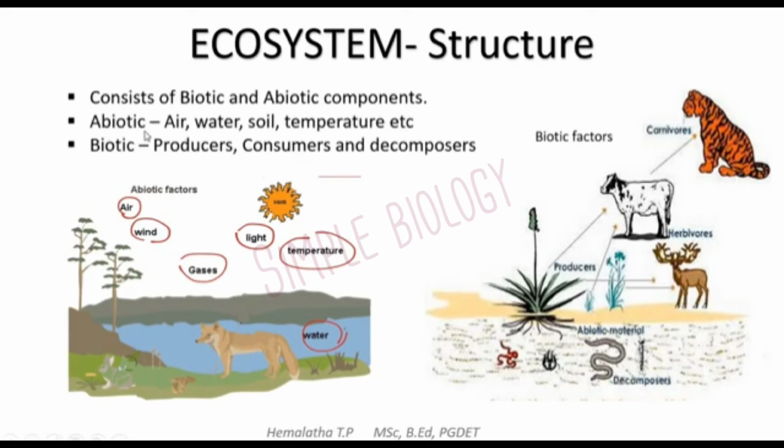So already I have told you abiotic components are air, water, soil, temperature, etc. And biotic components consist of producers, consumers and decomposers. So plants are the producers which prepare their own food. Plants are the producers here, and the animals which feed on the plants are the consumers, and the decomposers are nothing but the microorganisms.